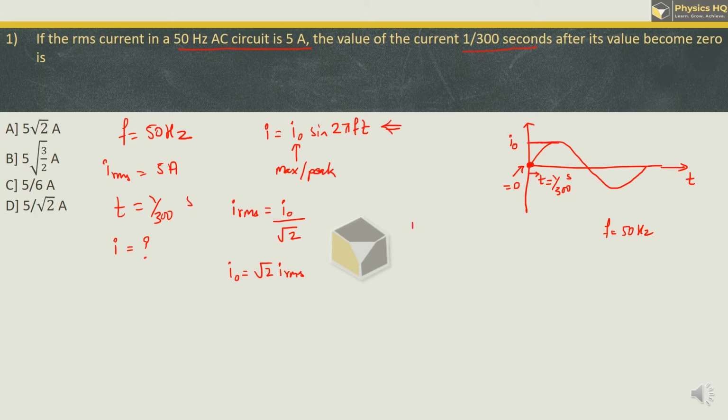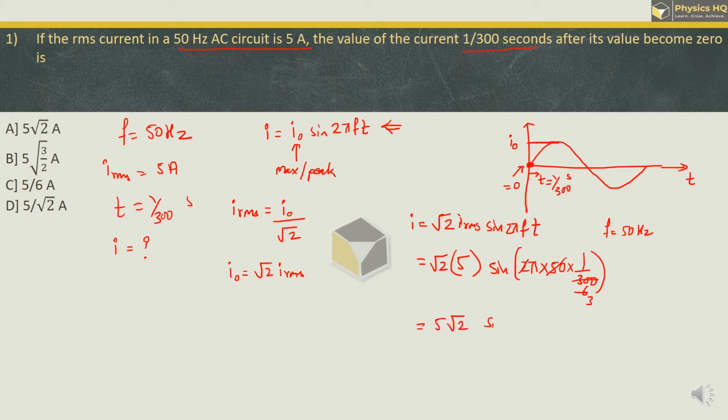Let us put all the values. I will be equal to, in place of I0, we will be writing root 2 I RMS sine of 2 pi f into t. Root 2 I RMS is given as 5, sine of 2 pi, frequency is given as 50 Hz, time is 1 by 300 second. Let me cancel this out. So 50 6s will be 300 and 2 3s are 6. So what we are left with is 5 root 2 sine of pi by 3.